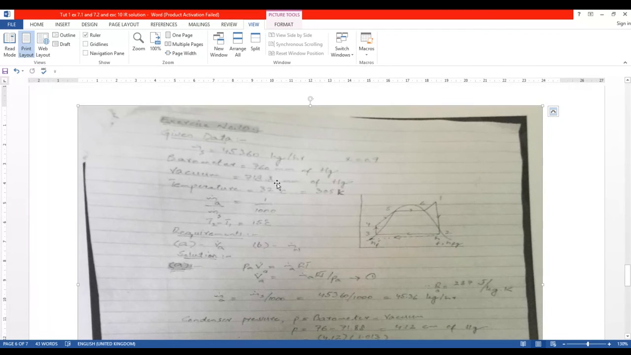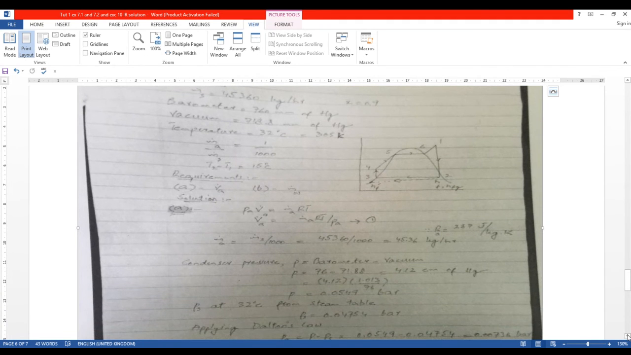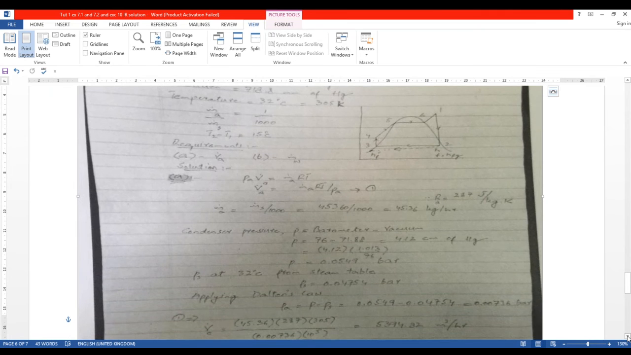The temperature is given, which is 32 degrees centigrade. We have to use it in Kelvin, so add 273. So we know T, we know R, we know m dot A. We need to find PA before we can calculate V dot A, the capacity of the air pump. How to find the partial pressure of air? The same as we did before. We have to find the absolute pressure in the condenser, and we have to find the partial pressure of steam, and then we can calculate the partial pressure of air.